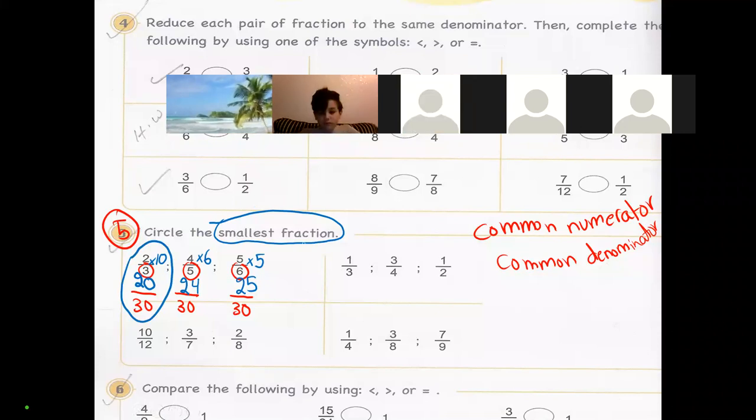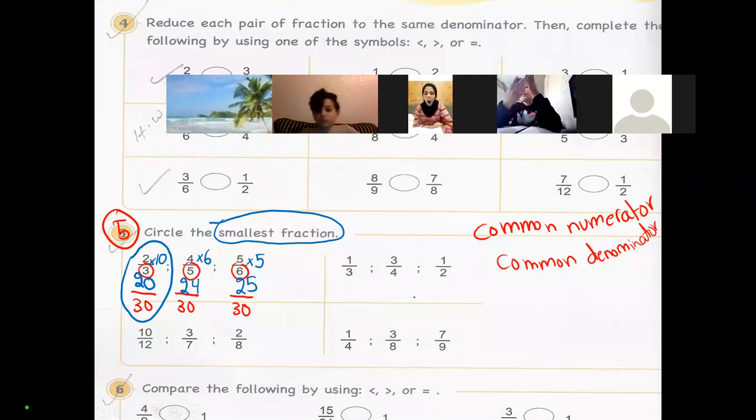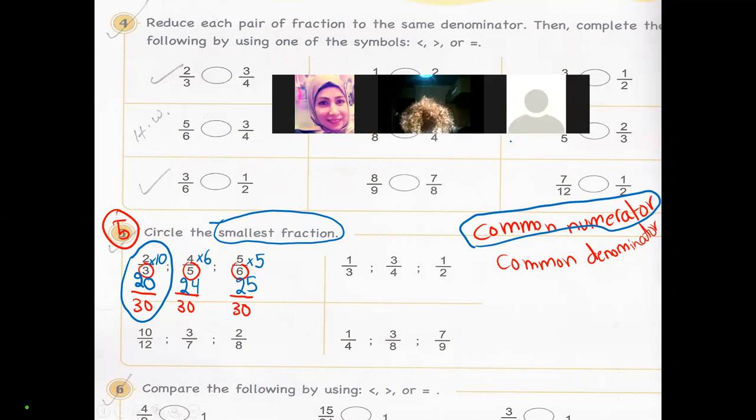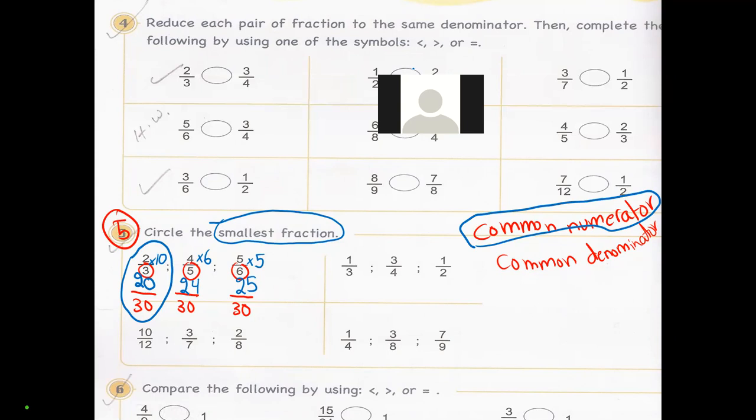Yes. Now, teacher, I will do the second one in another way. I will find a common numerator. We said both of them are correct. We can choose common numerator or common denominator, whichever is easiest for you. Is it clear? Okay.